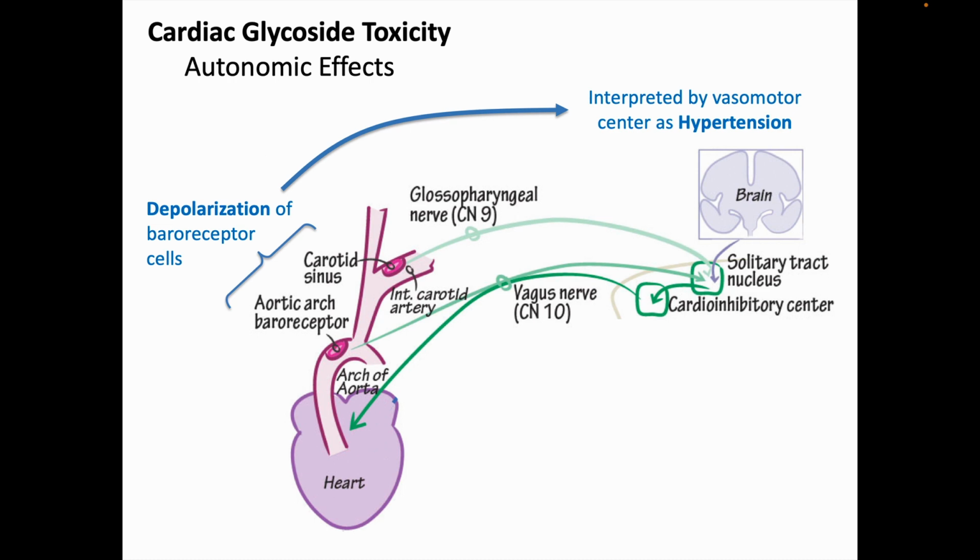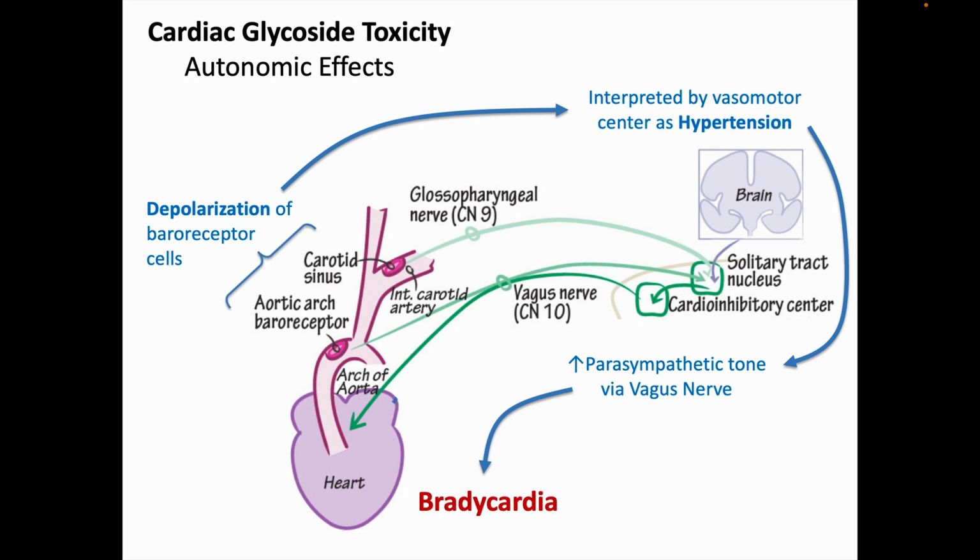"Oh my god, my blood pressure is too high," is sent up cranial nerves 9 and 10 to the vasomotor center of the brainstem. This results in increased parasympathetic tone being sent down the vagus nerve to the heart, which slows down the rate of action potential generation at the sinus node, resulting in bradycardia.